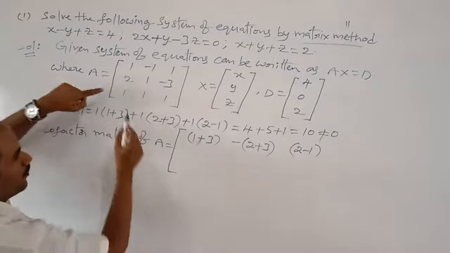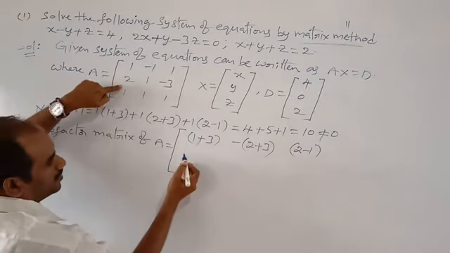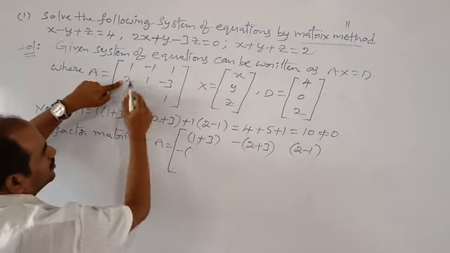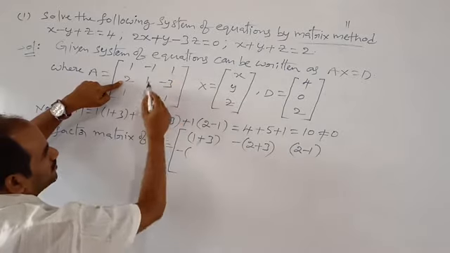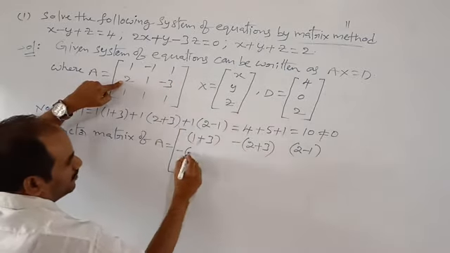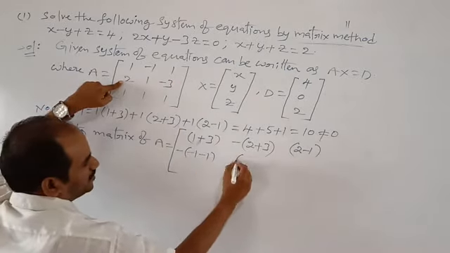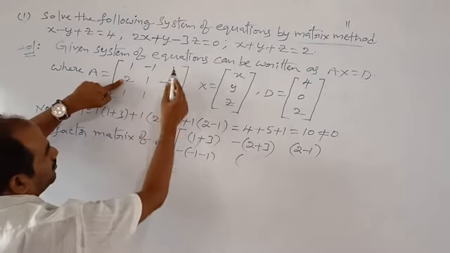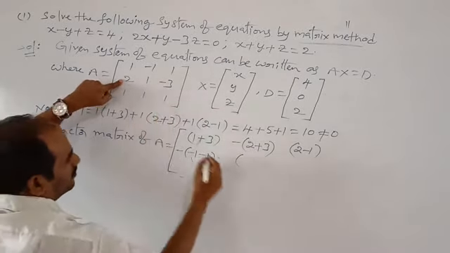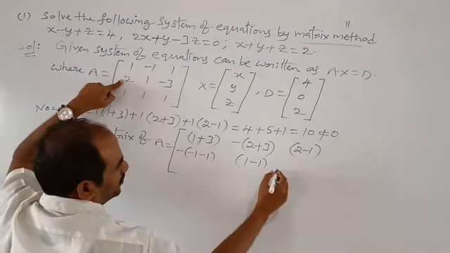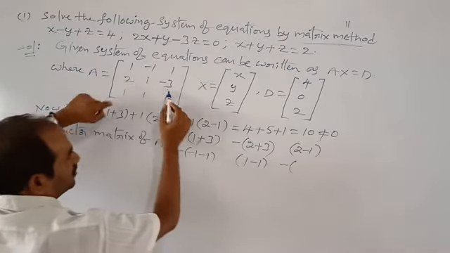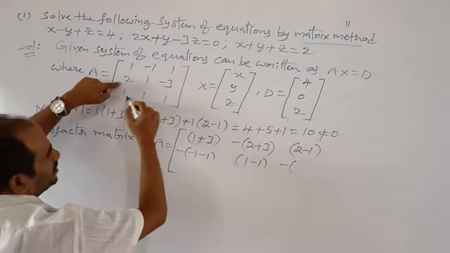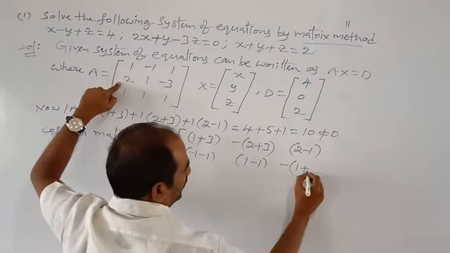Next is the second row cofactors. In the second row, the signs are minus, plus, minus. This element's cofactor: delete this row and this column, then AD minus BC. AD value is minus 1, minus 1. Next, this element is plus: delete this row and this column, then AD minus BC. AD is 1 minus 1. Next, this element is minus: delete this row and this column, then AD minus BC. That is 1 minus 1 plus 1.